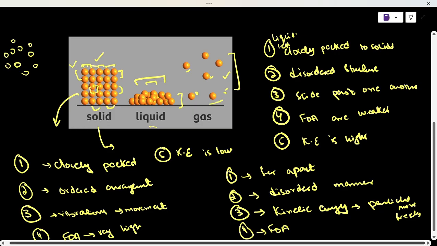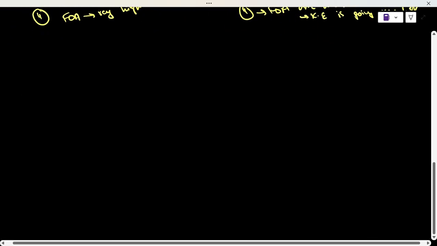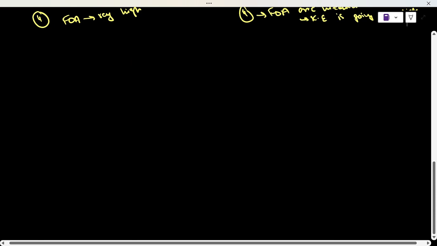The fourth point is the force of attraction. The further apart the particles are, the weaker the forces of attraction are going to be. And the kinetic energy is going to be very high. And that's a general idea about solids, liquids, and gases. But you still have some things that we need to do, and I'll put a table here.